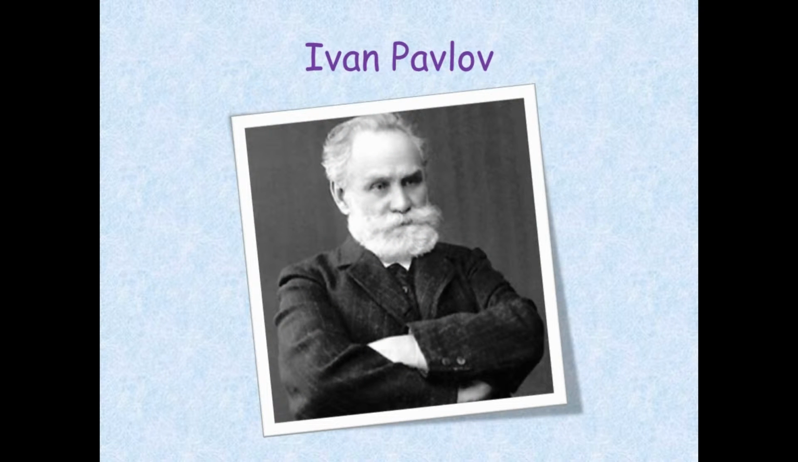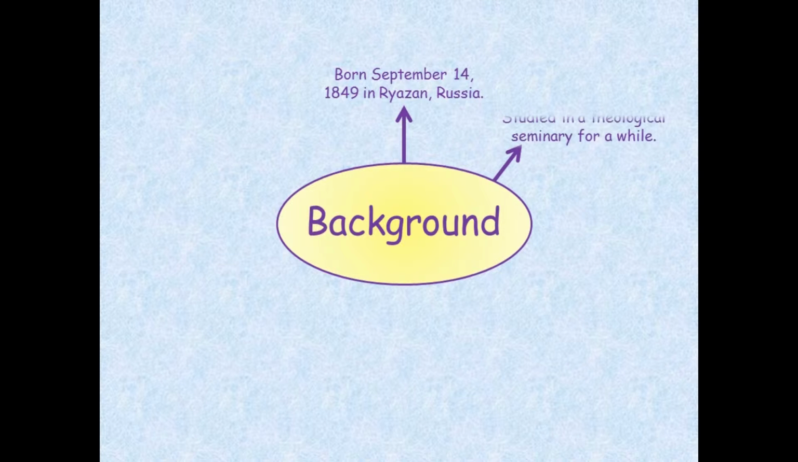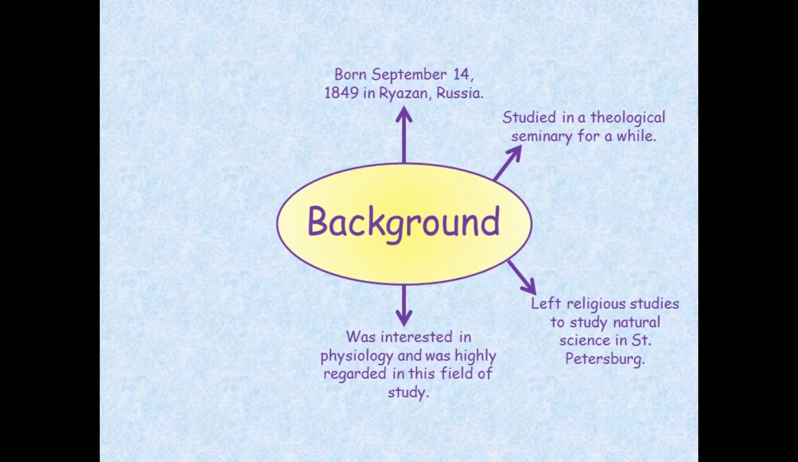The next theorist we will look at is Ivan Petrovich Pavlov. Ivan Pavlov was born on September 14, 1849 in Ryazan, Russia. His father was a priest and he himself spent a few years studying in a theological seminary. He left religious studies to study natural science in St. Petersburg. He was very interested in physiology and was highly regarded in this field of study.